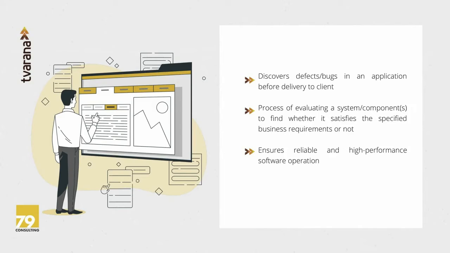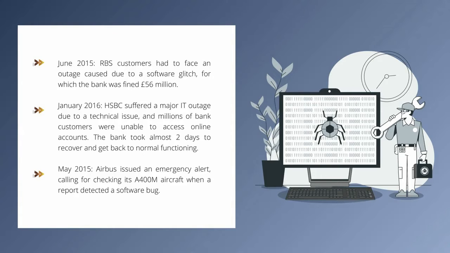Let's talk about a couple of well-known examples of lack of testing leading to issues. The first one, in June 2015, RBS customers had to face an outage caused due to a software glitch for which the bank was fined £56 million. In January 2016, HSBC also suffered a major IT outage due to a technical issue, and millions of bank customers were unable to access their online accounts. The bank took almost 2 days to recover and get back to normal functioning, causing enormous inconvenience to the customers.